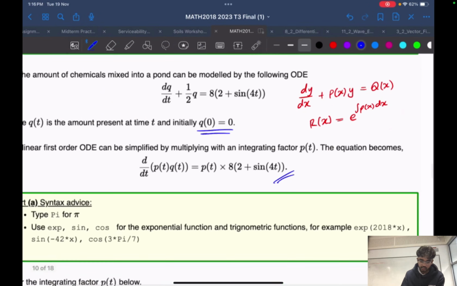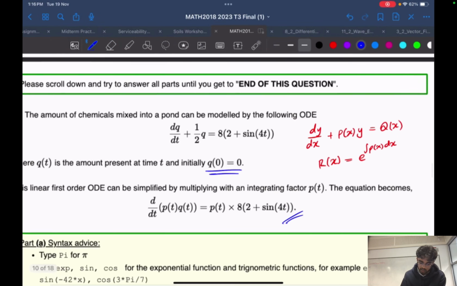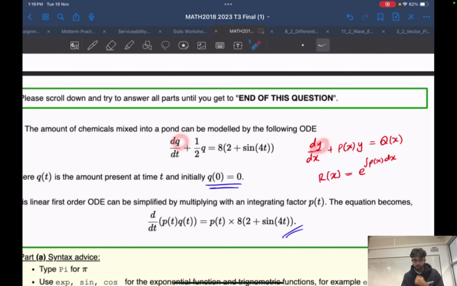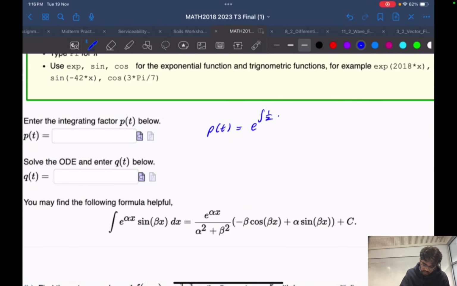So similarly over here, if you want to find the integrating factor P of t, this is just e to the power of whatever is before Q. In this case, we're treating y like Q. So this is the y essentially, right? And you're taking this function over here. It might just be a number, but that's also a function. If that makes sense. So you can just do e to the power of the integral of a half dt, which is equal to e to the power of t over 2. That is our integrating factor.